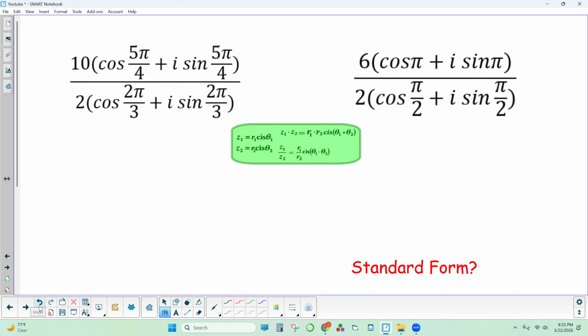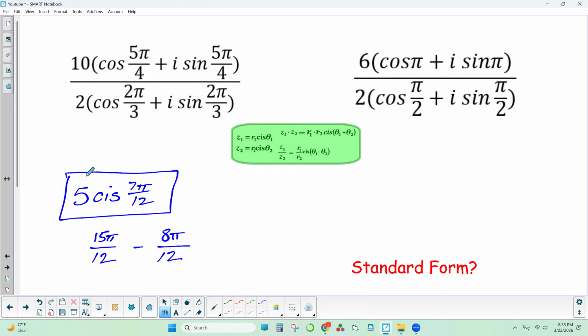All right, so let's look at division. Again, make sure that both of your numbers are in trig form. What we do here is simply divide our R values. So we're going to take 10 divided by 2, which is 5, bring down cis, and then this time we are going to subtract our angles. So let's get a common denominator here. That'd be 12. So I have 15 pi over 12, and I have 8 pi over 12. And so that's going to give us 7 pi over 12. That's the difference. And here is our quotient.